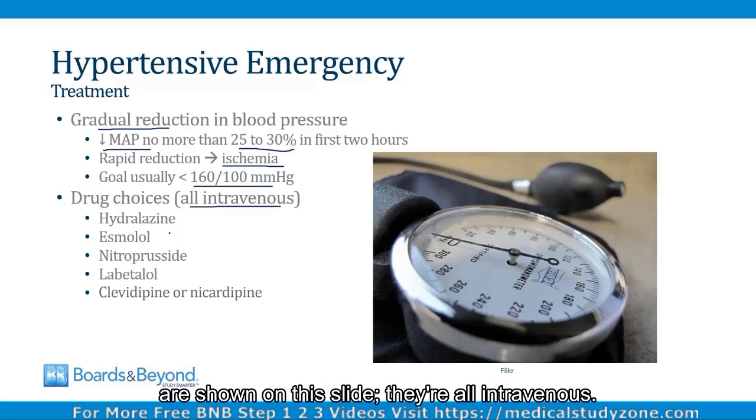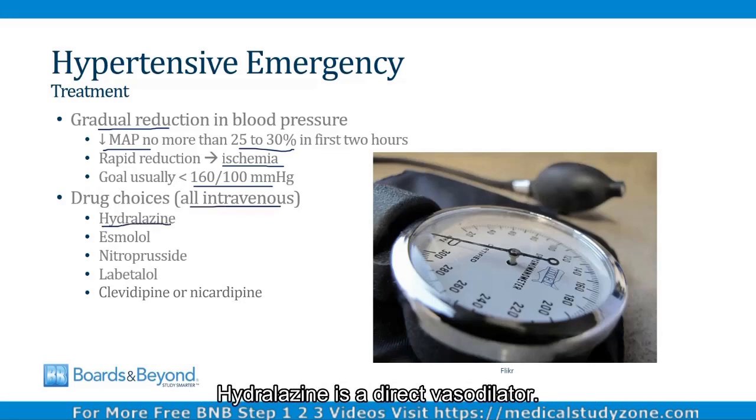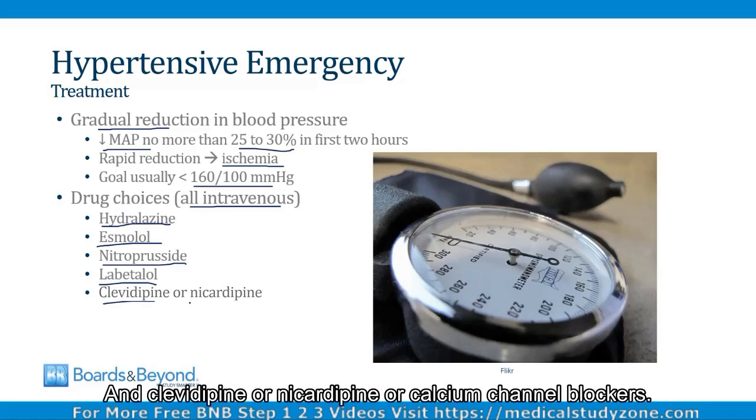They're all intravenous. Hydralazine is a direct vasodilator. Esmolol and labetalol are beta blockers that are short-acting and intravenous. Nitroprusside is a vasodilator that promotes nitric oxide release. I'll talk about how it works in a minute. And clevidipine or nicardipine are calcium channel blockers.